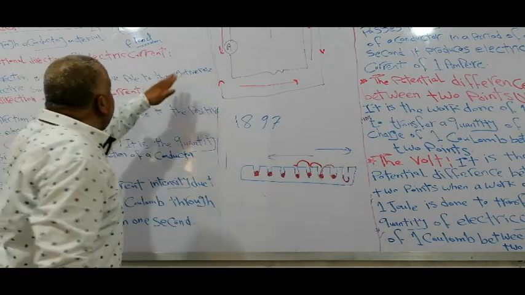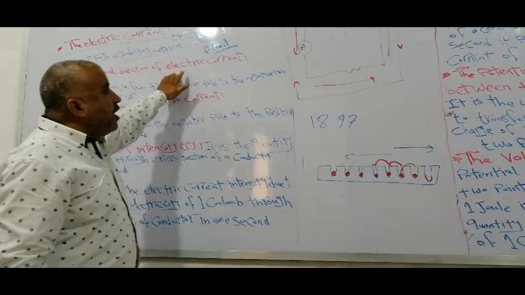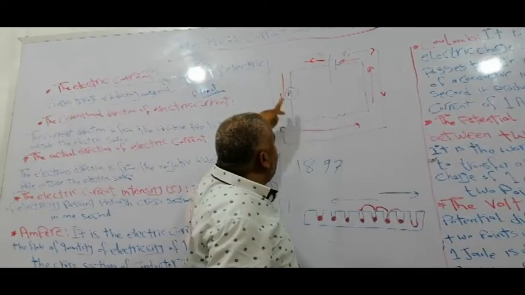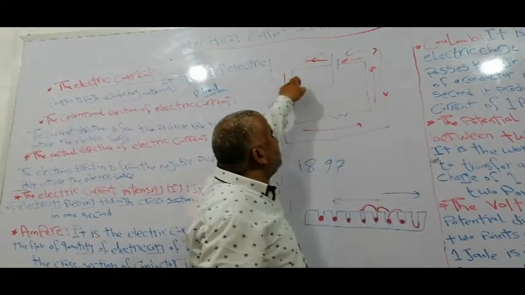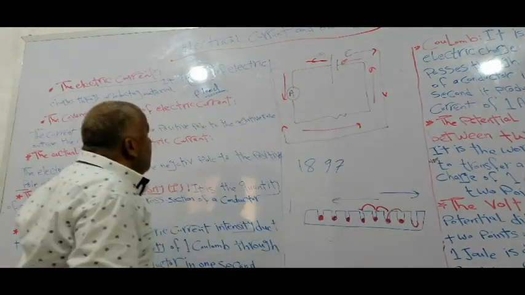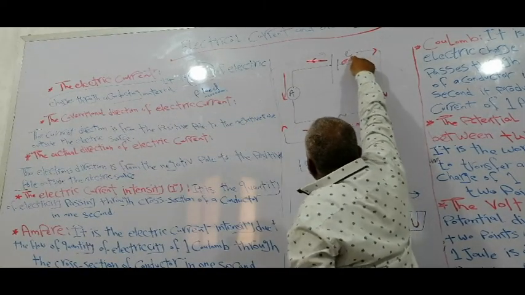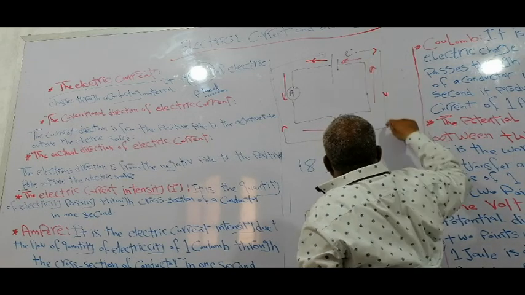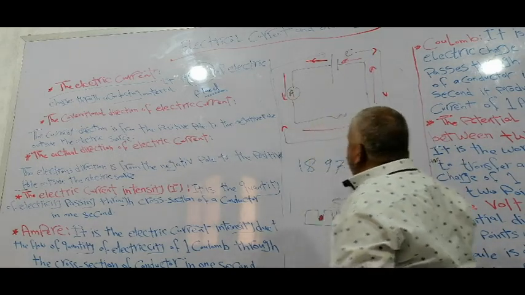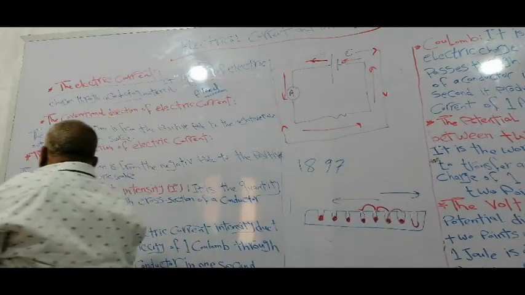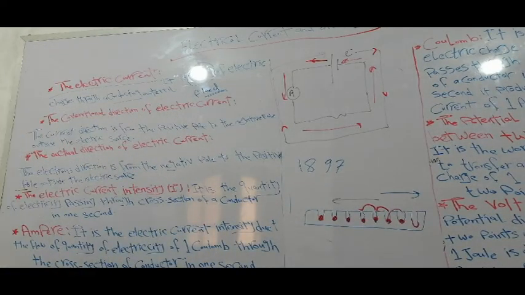Hence, the conventional direction of electric current, if we suppose this charge is positive, this is the conventional direction, which is the red. If we talk about negative electrons, here is the actual direction. So both are right directions.